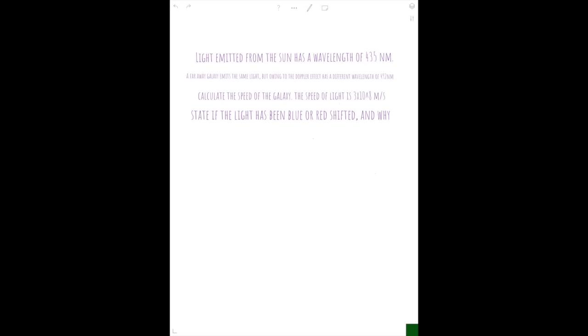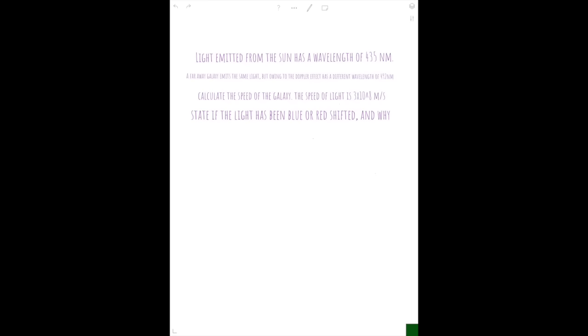Now we're going to look at the Doppler equation using an example to help us. So, light emitted from the sun has a wavelength of 435 nanometers. A faraway galaxy emits the same light, but owing to the Doppler effect, has a different wavelength of 492 nanometers. Calculate the speed of the galaxy. The speed of light is 3 times 10 to the 8 meters per second, and state if the light has been blue or red shifted and why.